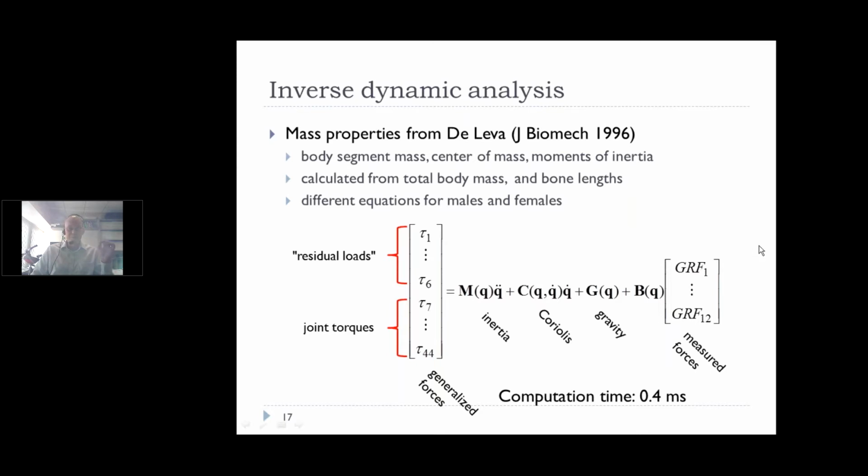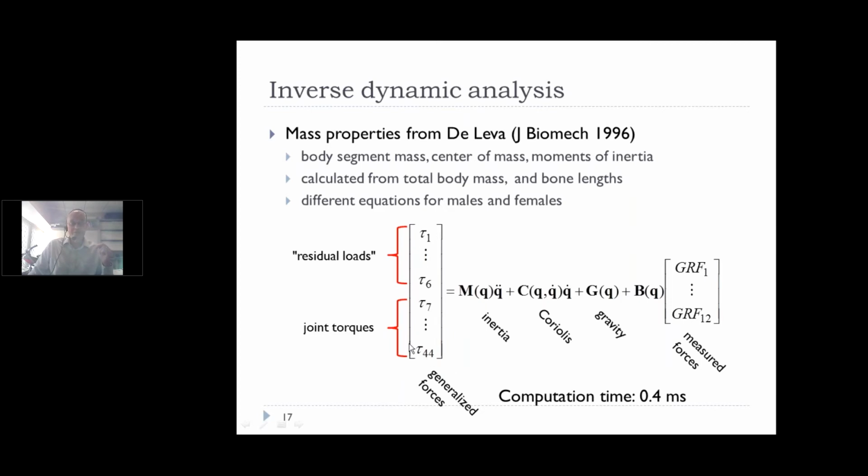So I've written the equations of motion here in the form that is normally used for robotics, where on the left-hand side you see generalized forces, and on the right-hand side you see terms originating from inertia, Coriolis effects, gravity, and then the measured forces. So everything on the right-hand side is known, and we measured 12 ground reaction force variables. We have a force and a moment in 3D on one leg, and a force and a moment in 3D on the other leg. So we can compute that right-hand side in about 0.4 milliseconds, which is good.